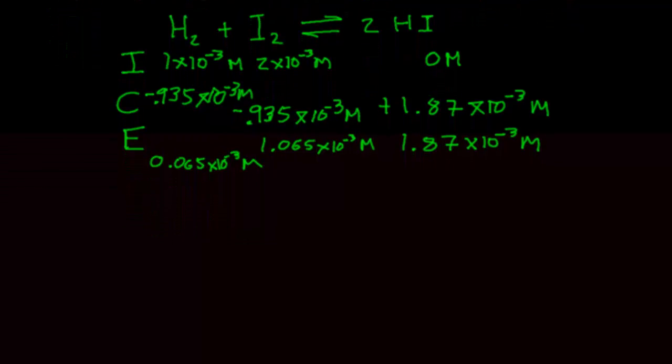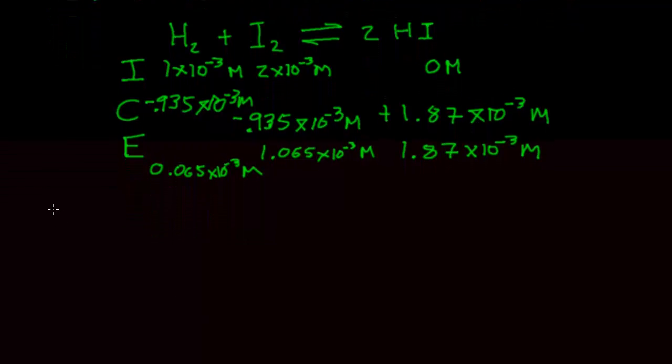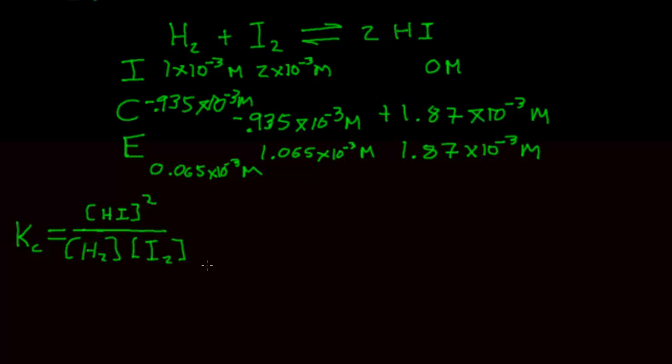Now we're ready to do the next step, which is where we substitute these into the equilibrium constant expression. So Kc for this reaction is products over reactants. So that's HI squared divided by the concentration of H2 and also divided by the concentration of I2. So there's our equilibrium constant expression. So these are equilibrium concentrations. So that's the E row of our ICE table. So now we're just going to go in and plug in these numbers into this expression.